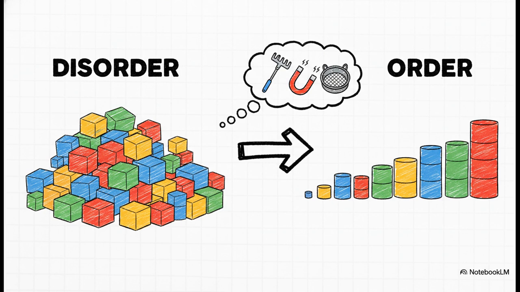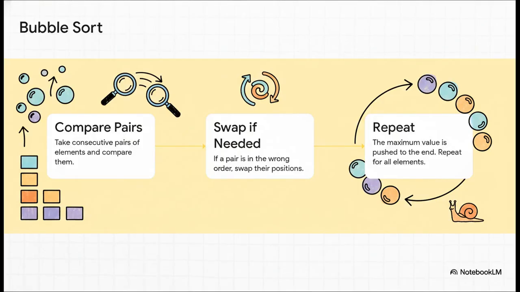Now, the goal itself seems simple enough, right? Just take a jumbled list of numbers and arrange them from smallest to largest. But as you're about to see, the way you do this, the specific algorithm you choose from the toolbox, matters a lot. Let's start with a really basic tool.